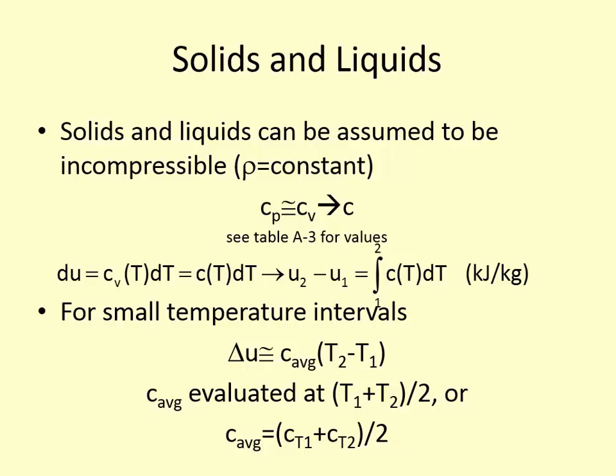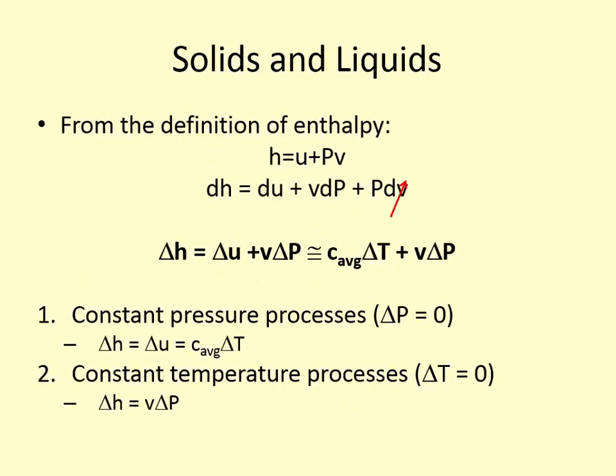And we do a similar thing to what we did for the ideal gas approximation with small temperature changes: we can say the change in internal energy is approximately equal to some average C value times T2 minus T1. Again, we can evaluate that average C at the average temperature, or we can look up C at each temperature and then average those two values together. It's the same kind of deal.